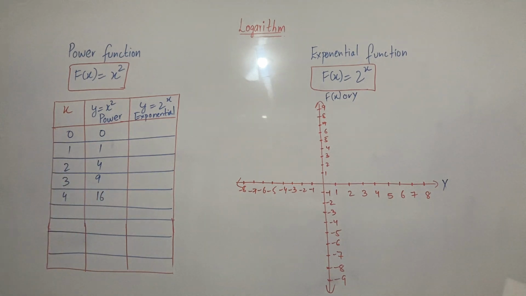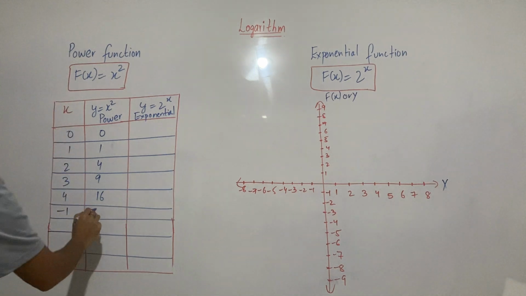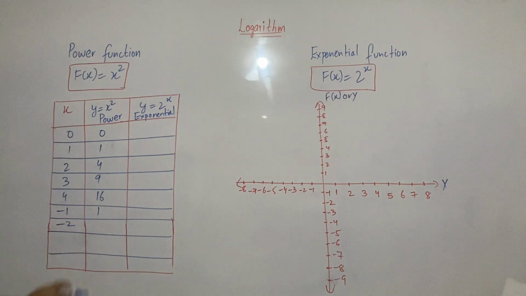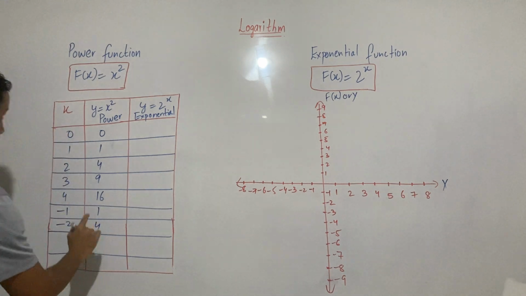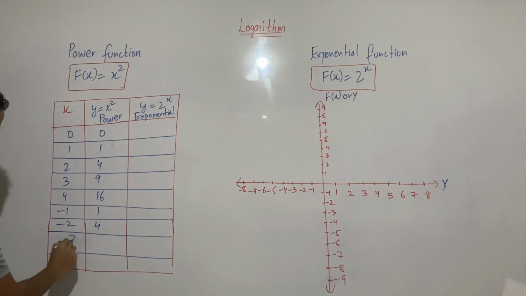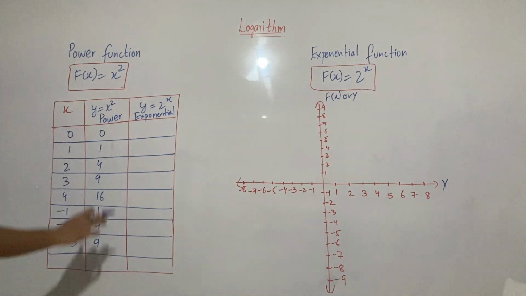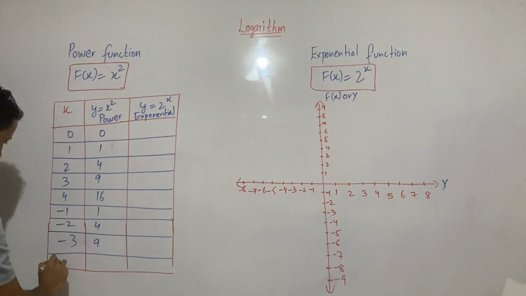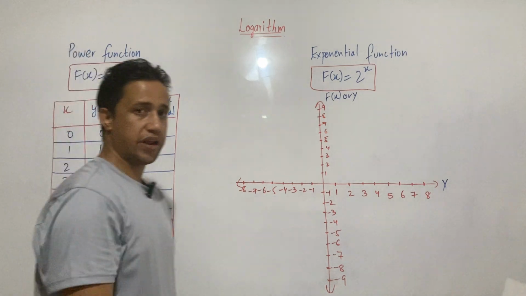Now, let's take some negative values. If I put x equals minus 1, then it's going to be 1. Minus 2, it's going to be 4. If I put minus 3, it's going to be 9. And if I put x equals minus 4, it's going to be 16. I hope you agree with it.